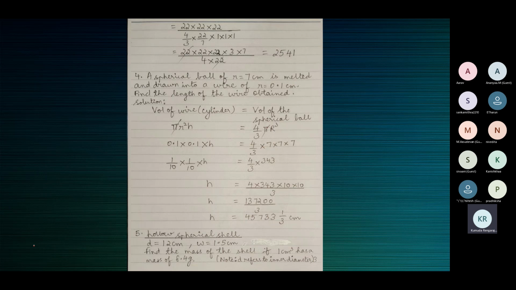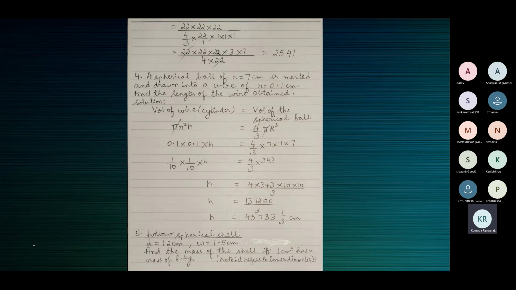Okay, the fifth one is about a hollow spherical shell. Diameter 12 centimeters and the width is 1.5 centimeters. Find the mass of the shell if 1 centimeter cube has a mass of 8.4 grams. And I've given you the note there. D refers to the inner diameter, because small d, no, capital D is outer diameter, small d is inner. It will be given very clearly in the question.